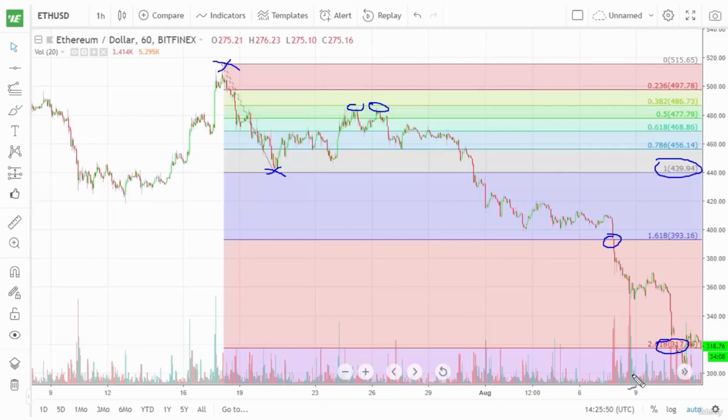Now, I will caution you, extension is used less than retracements. Certainly retracements seem to be more widely accepted and used by analysts. But this is a tool that's available, and some people will actually use both. So definitely something to consider.